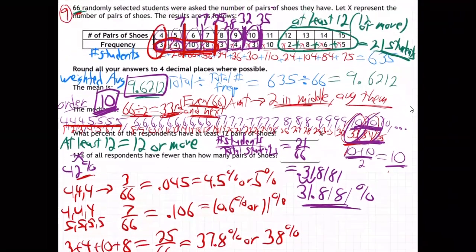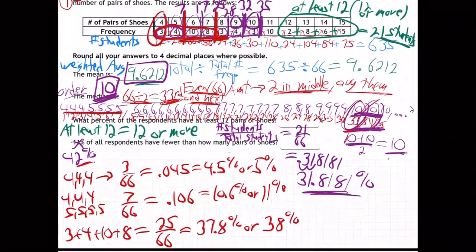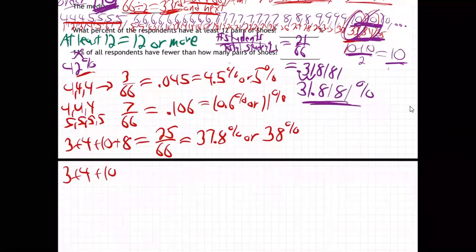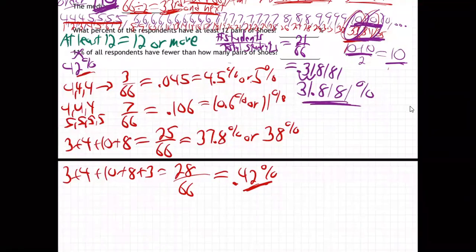So 3, 4, 10, 8, and then throw in that next 3. So I'm just going up the line. 3, 4, 10, 8, throw in that next 3. That's 28 out of 66. That's 42%. And 0.42, which is 42%. There it is. So in other words, 3, 4, 10, 8, 3.